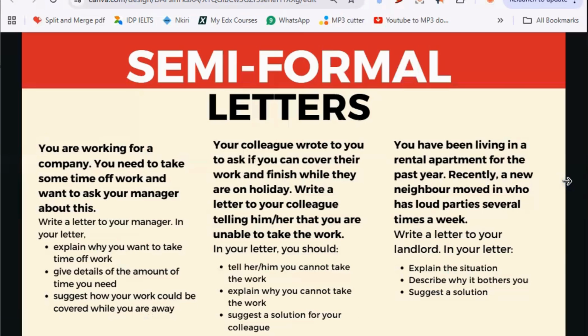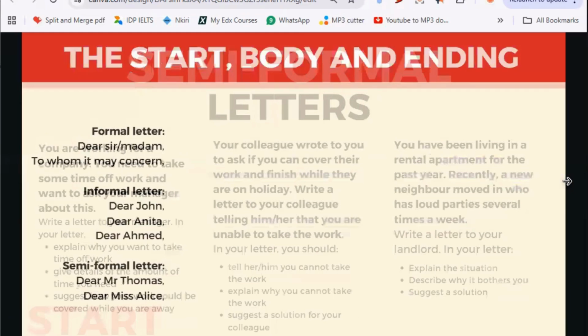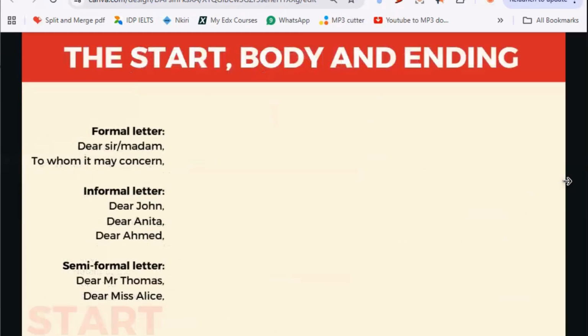Now, having outlined the different types of letters, let me show you how to start your letter, the main body of your letter, and how to close your letter. That's what I want to address next. Let me start with the start of your letter. How do we start our letter? What is the first thing that we put in our letter? Usually in IELTS, they will write something like this: start as follows. They will tell you how to start.